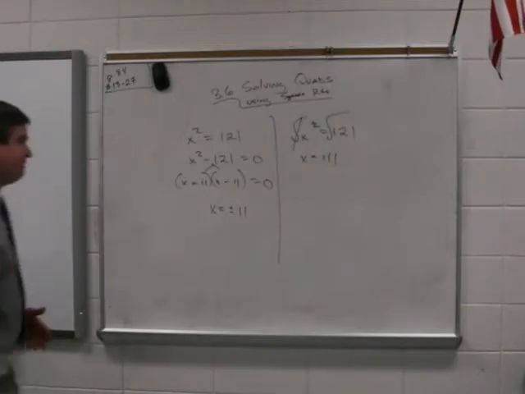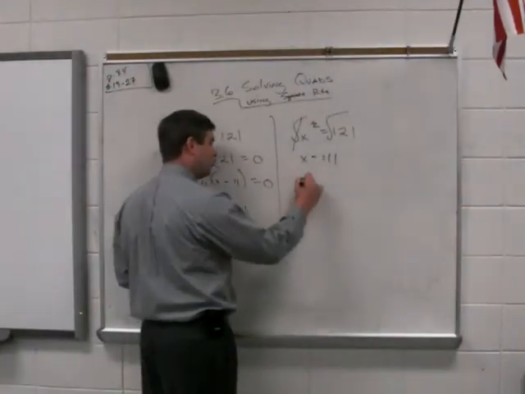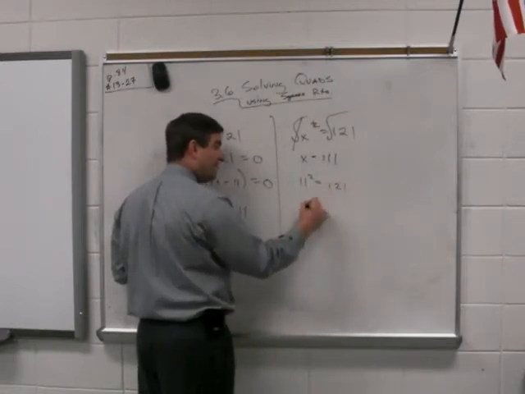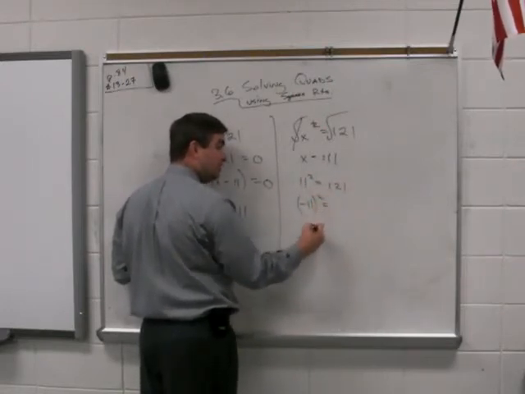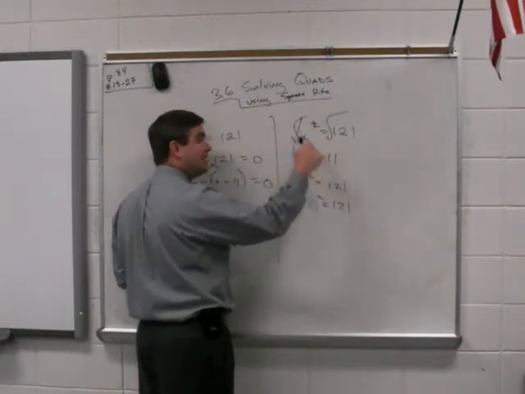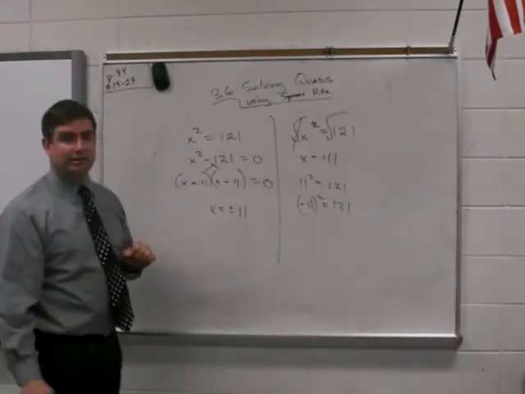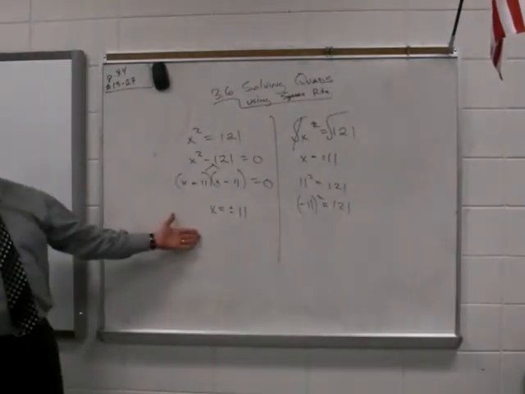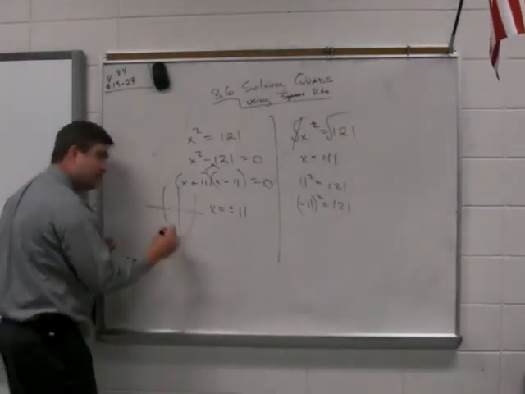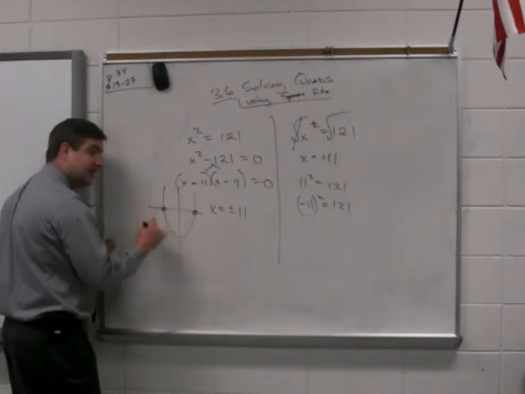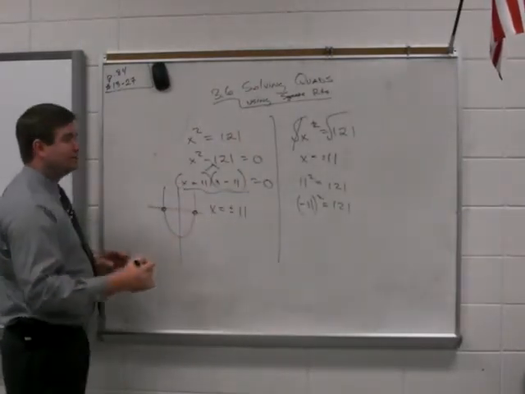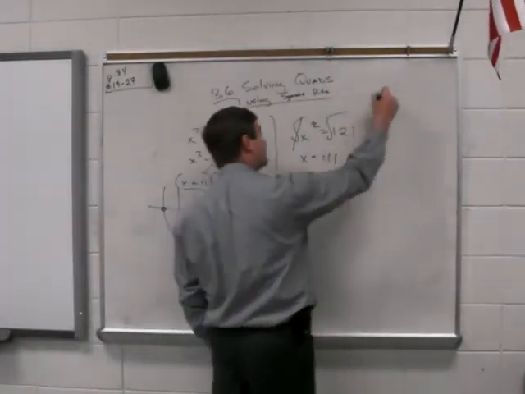Let's check that. Let's see if that rule holds water. Does it work? 11 squared is what? 121. Negative 11 squared is also 121. So both the positive and the negative scenarios work, just as they did over here when we solved it like this. If we were to graph it, where would the intercepts be? Positive 11 and negative 11. Those are the intercepts. Remember, this is intercept form. So it works.